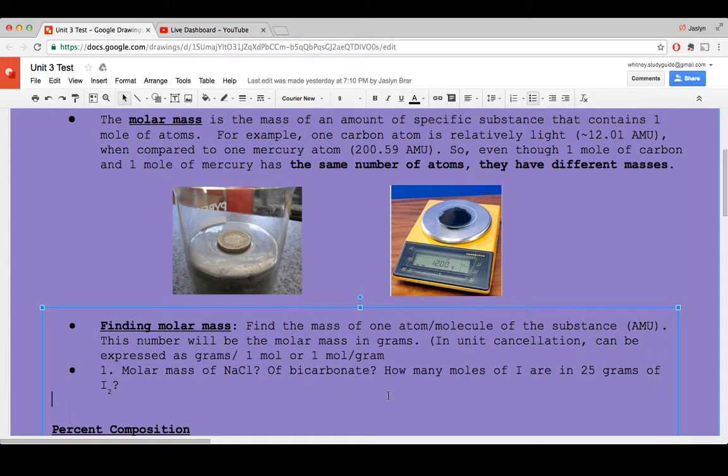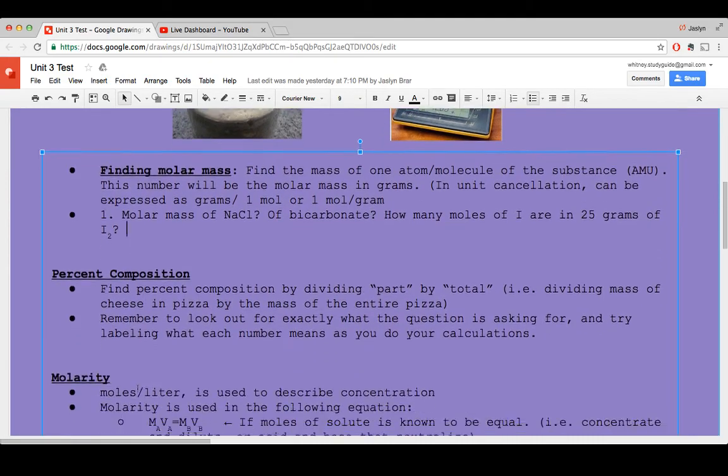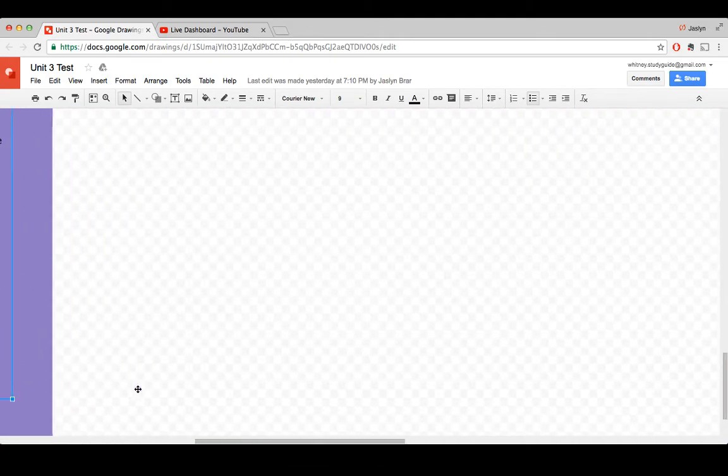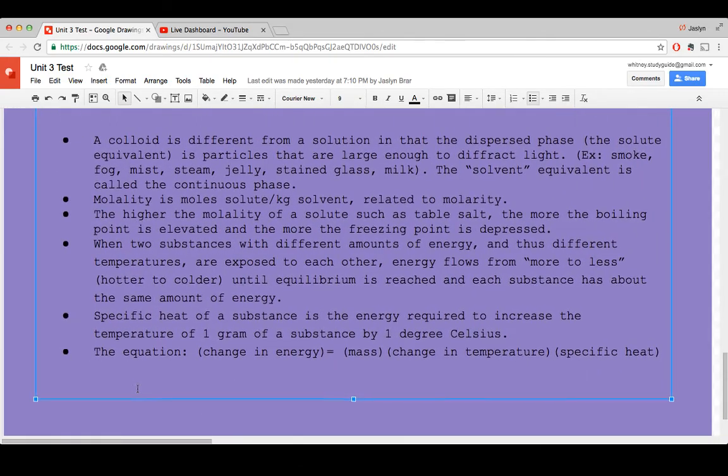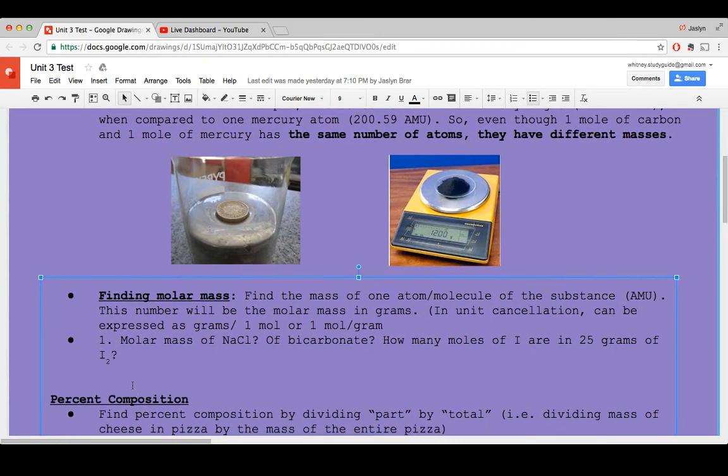So I'm going to ask people watching to find how many moles of iodine are in 25 grams of I2. Okay, so you guys can work on that if you want. And I just want to ask if there's any questions right now, because we're almost done here. And a lot of this information really is self-explanatory, but if anybody has any questions, just let me know.